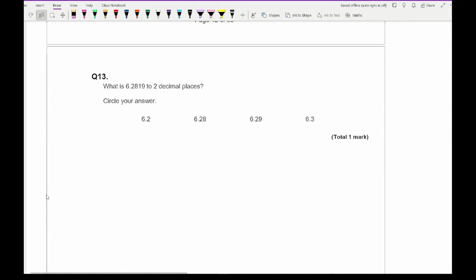Moving on to question 13, it says, what is 6.2819 to 2 decimal places? So it's going to be just 6.28.